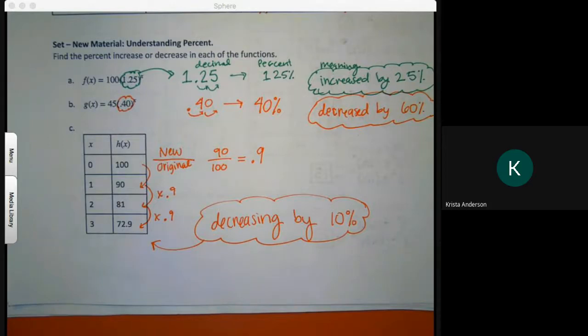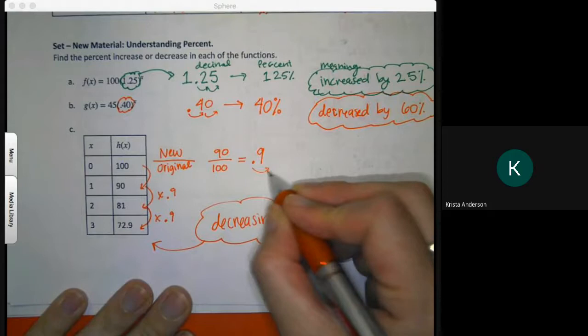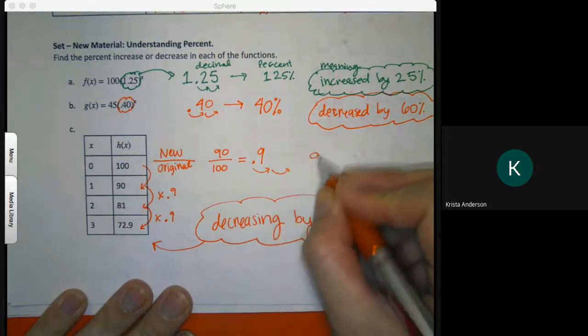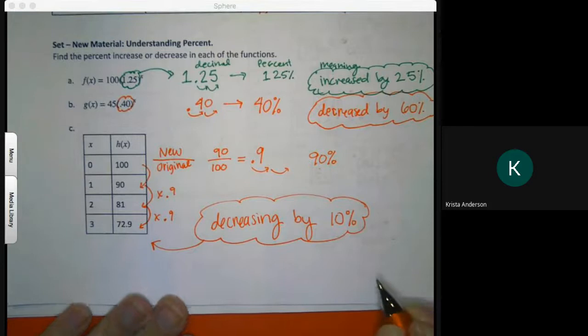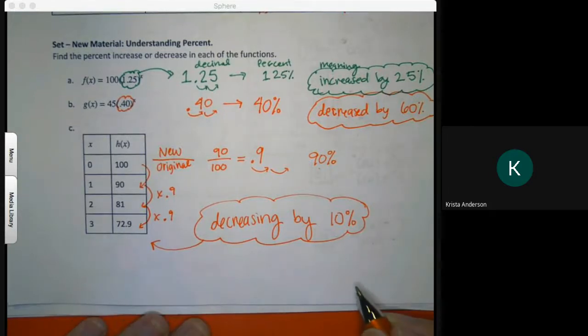Wait, how is it 10%? So see how it's going 0.9, 0.9. It's taking 90% each time, which means it's decreasing by 10. See how up above we had 0.4? Because it's below 100%, that means it was decreased by 10 to get to 90. It's weird. It's not the way we naturally think about it.